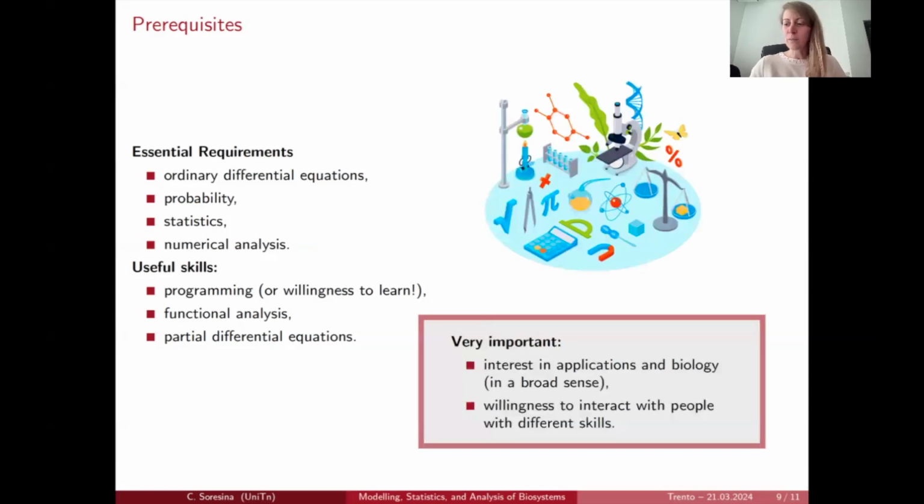Very important and fundamental is the interest in applications and especially biology in a broad sense, so natural sciences, and also the willingness to interact with people with different backgrounds. Often projects are developed in a multidisciplinary team, so you should be willing to interact with non-mathematicians. The ability to do it will be developed during the track, during the master, but at least you should be willing to do it.